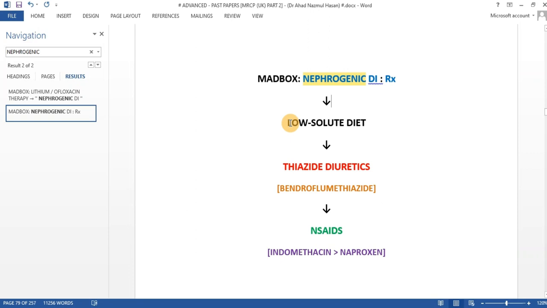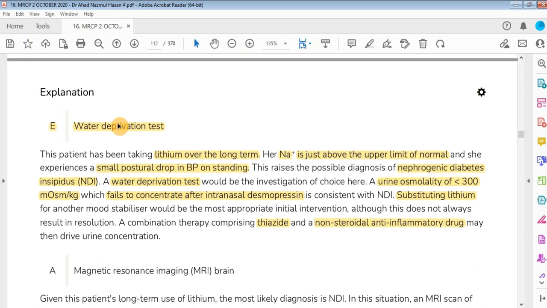So step 1 should be low solute diet, and step 2 should be thiazide diuretics, and usually we go with the traditional thiazide diuretics, that's bendrofluazide, and third step should be NSAIDs, and among the NSAIDs, indomethacin is more commonly used compared to naproxen. So step 1, low solute diet, step 2, low solute diet plus thiazide diuretics, bendrofluazide, step 3, low solute diet plus bendrofluazide plus indomethacin.